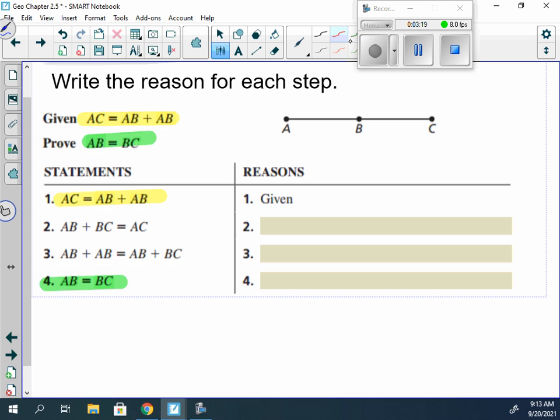Now let's look at the next statement. AB plus BC is equal to AC. So we have the two parts of the line added together give me the whole. Is there a postulate that we know that makes this true, that works for this here?